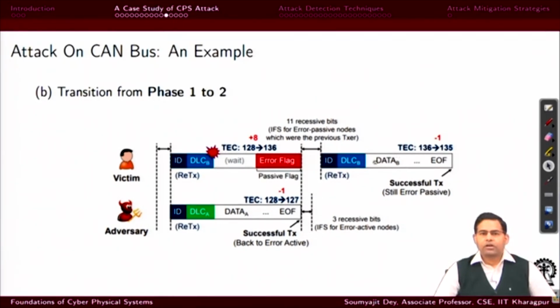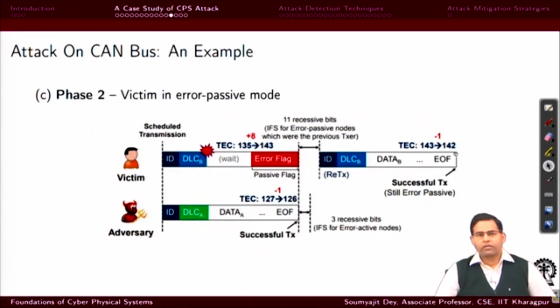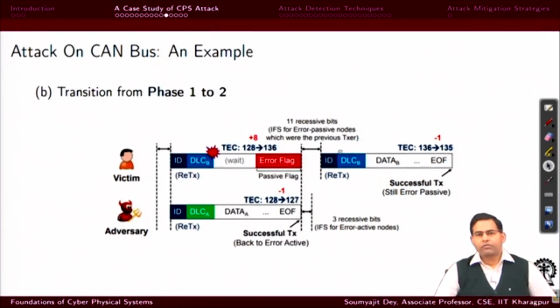And then for each successful transmission, although I am in error passive mode, I can still do transmissions, so there will be decrements happening. There will be a decrement here in the victim to 135. Now, this behavior will continue. This is happening because, let us say, here the adversary is not doing anything.